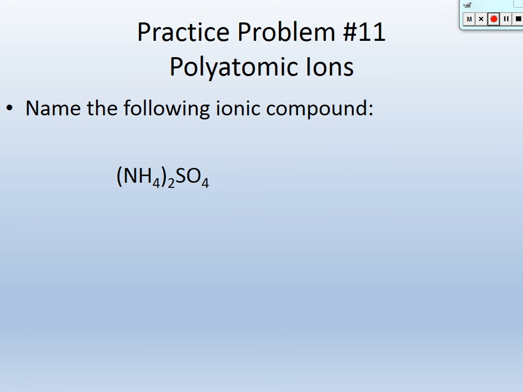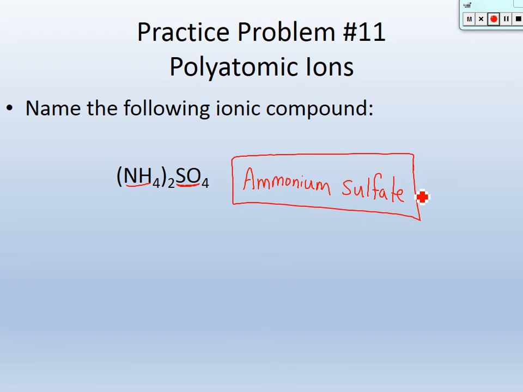All right, one more. This one's a little bit different. Okay, is this one polyatomic? Does it have more than one atom? It does. Yeah. So in this case, we've got two polyatomic ions. Do we change the name ever? No. So what is NH4 on your polyatomic ion table? That's called ammonium. And what is SO4? Sulfate. So that is called ammonium sulfate.